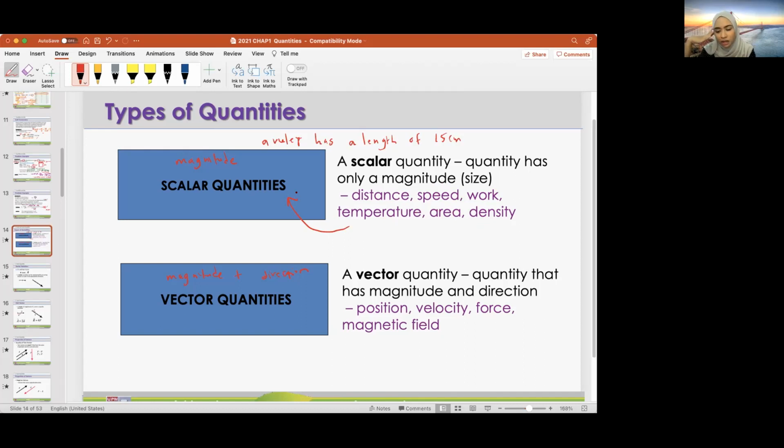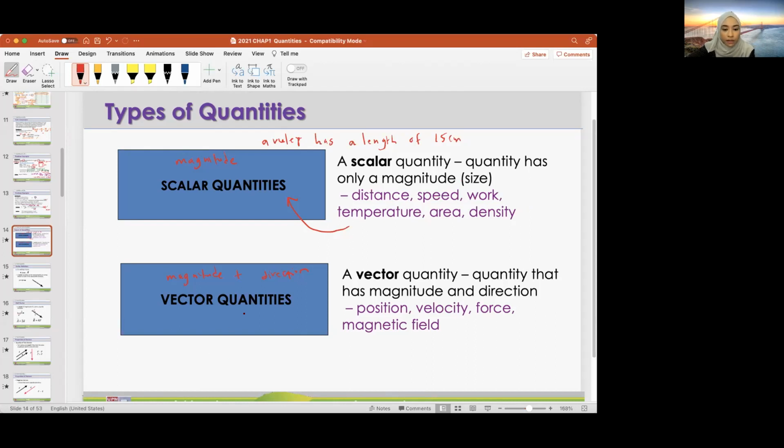So I tell you, okay, I have this tumbler, and I say this circle is, let's just go with it, like 10 centimeters squared. That's the area. So do you know what the direction of my circle is? No, because I'm just giving you the area. You won't know the direction. So that is why it's called a scalar quantity. And also density does not have direction. Speed does not have direction.